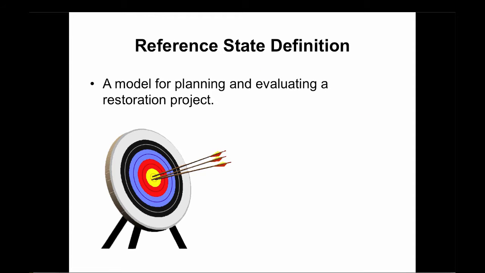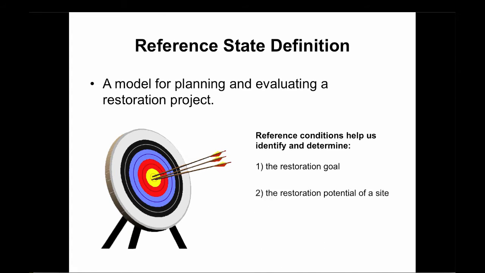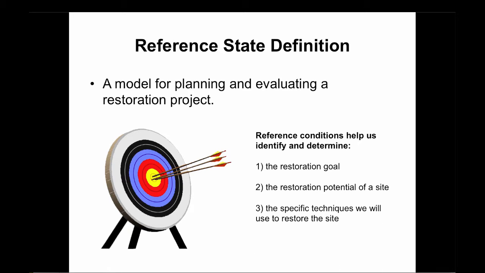So we can define a reference state as a model for planning and evaluating a restoration project. This is the target that we are aiming for when we apply different on-the-ground restoration techniques. And to do this effectively, we need to have some sort of mechanism to not only identify the restoration goal, but we need to understand the restoration potential of a site, the specific techniques we will use to restore the site, and a way to evaluate the success of the restoration project. And it is this reference state, or these reference conditions, that allow us to do these four things.